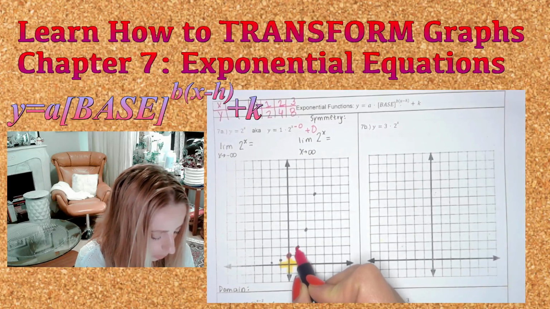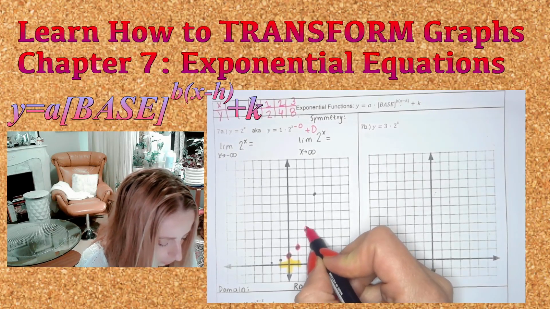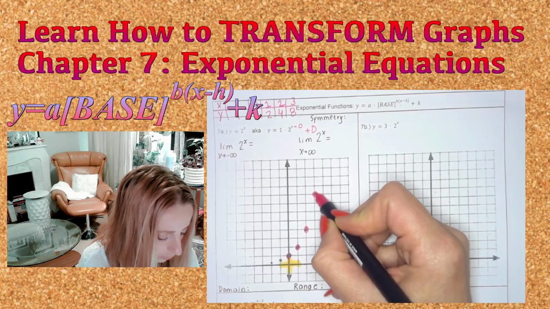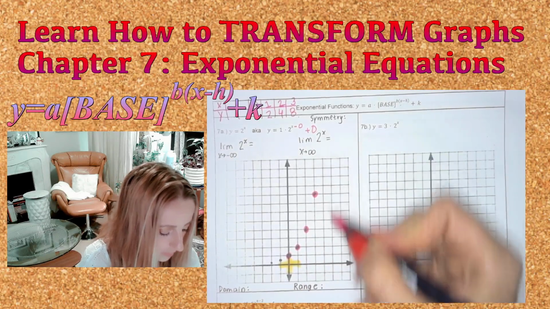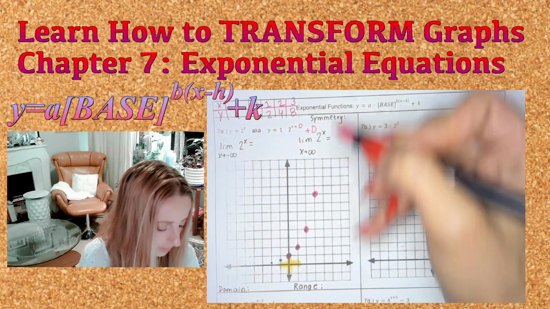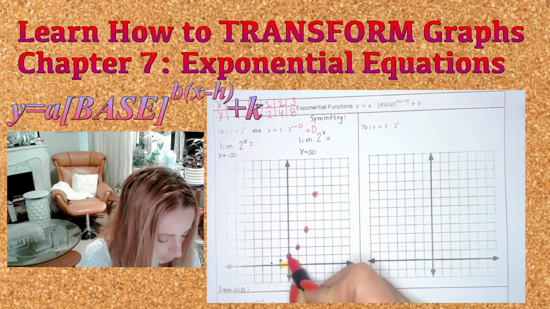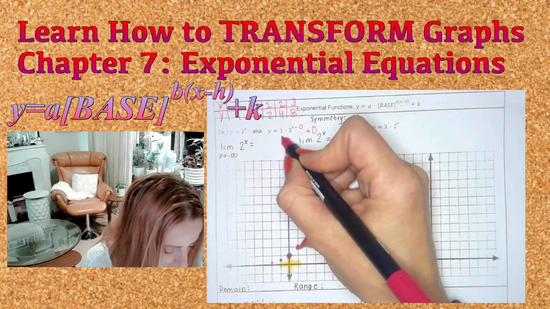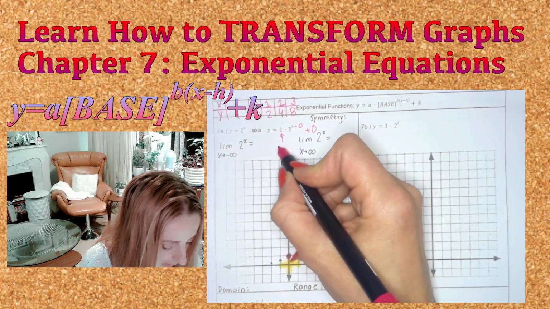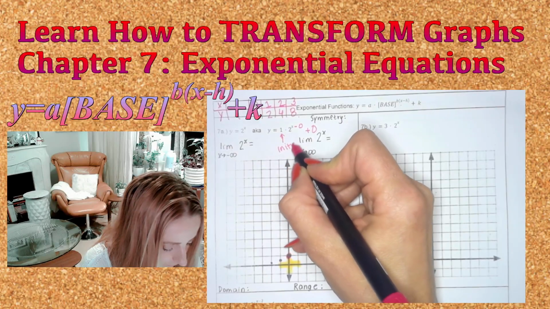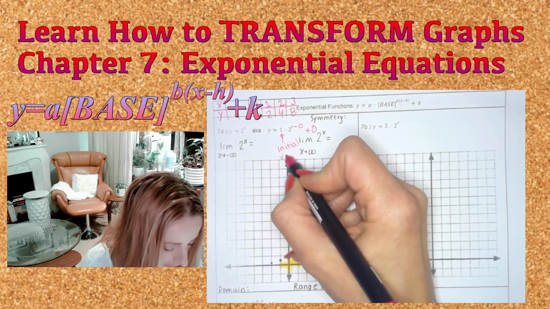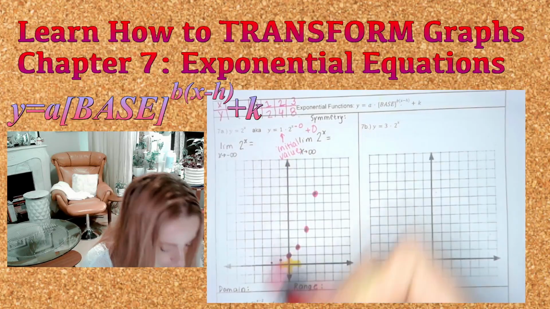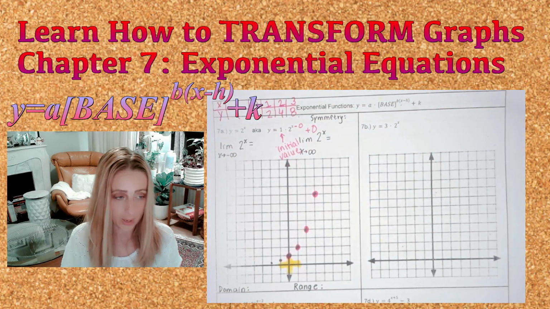0 gives me 1. 1 gives me 2. 2 gives me 4. 3 gives me 8. 4 would give me 16. 5 would give me 32. 6 would give me 64, and so on. So I'm starting at 1. This is where I'm starting. That is my initial value. Now, it's usually 1 unless you multiply it by a vertical stretch or compression.